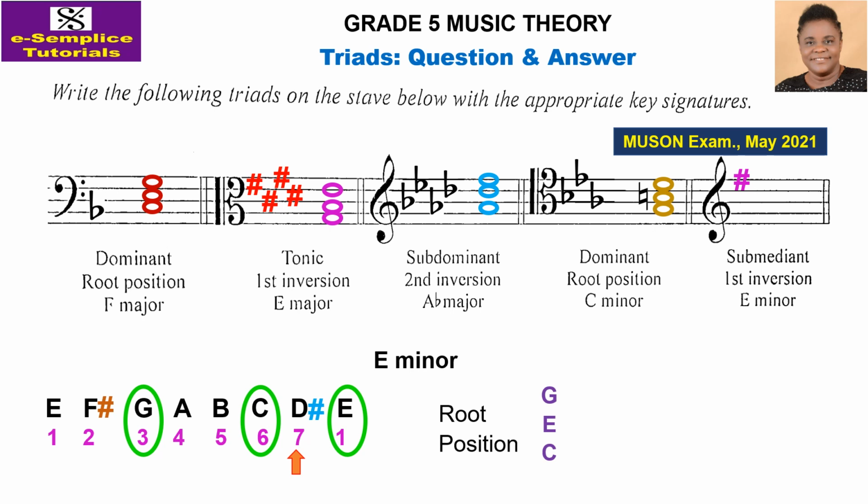Because we are looking for first inversion. First inversion means the root goes up. So first inversion will now have E, G, and C, and that is what we'll put on the stave. So E first, G, then C, and we are good on that question.